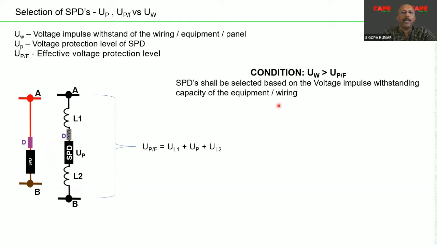The condition which we are supposed to meet is UW and the UPF. We need to have a relation. This is very important. UW has to be always greater than the effective protection level. If the effective protection level is larger than the UW, of course, your equipment will fail.